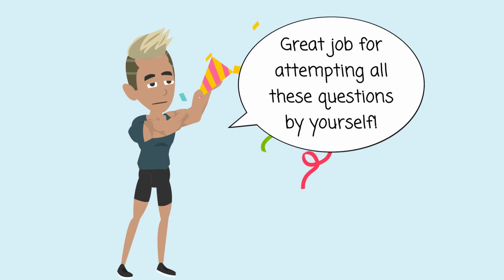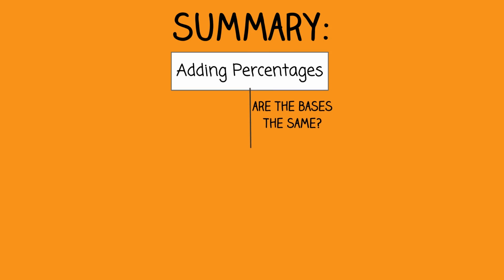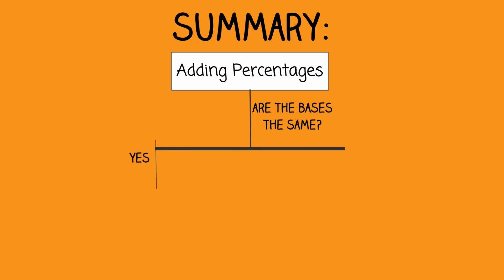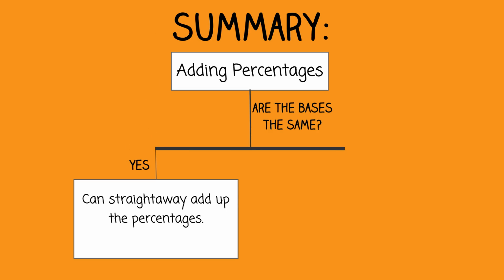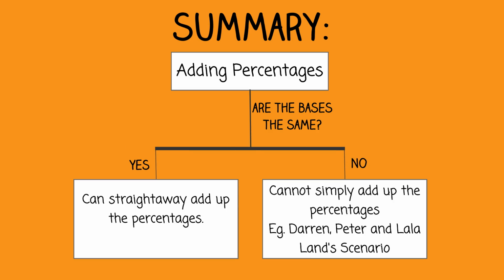Great job for attempting all these questions by yourself. Here's a summary of what you have learned in this video. When adding percentages up, we must be mindful of the bases used to calculate the percentage. If the bases are the same, we can simply add the percentages up. However, if the bases are different, just like in Darren's, Peter's and La La Land scenario, we cannot simply add the percentages up and say that is the total change. Instead, we need to perform some calculations before we can find the overall change in percentage. Just like what we have done in Darren's, Peter's and La La Land scenario.